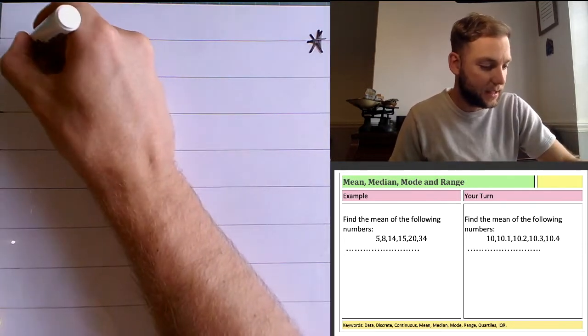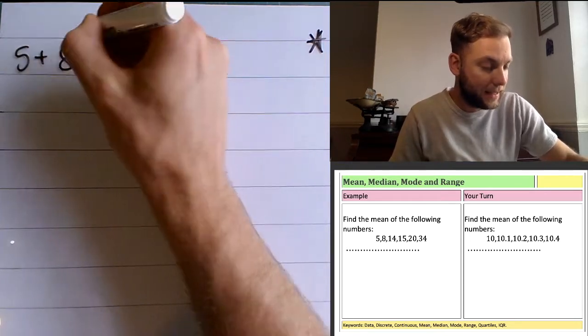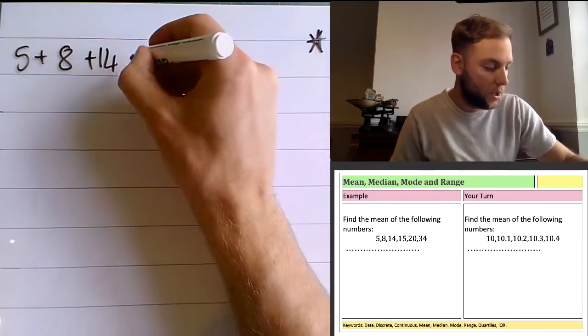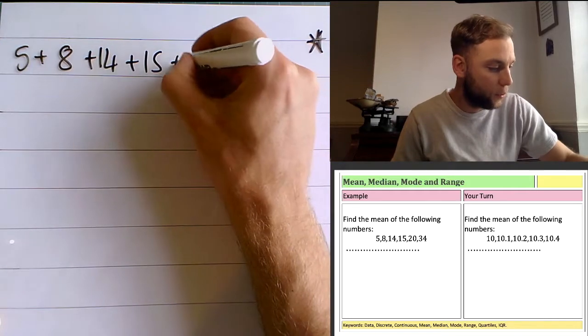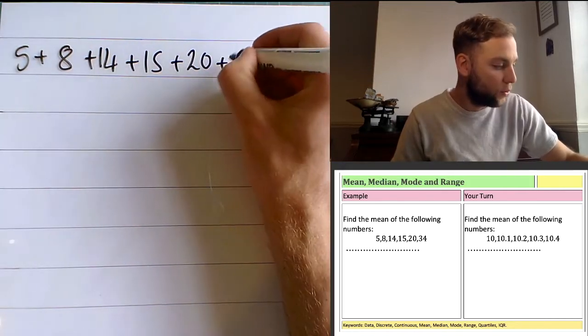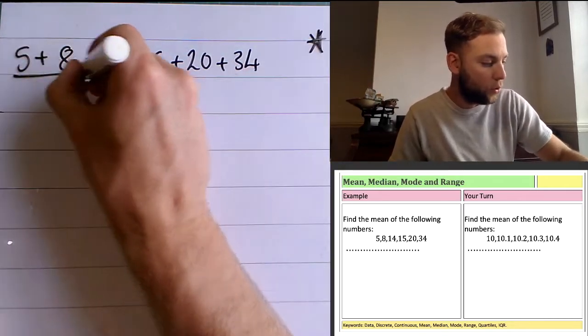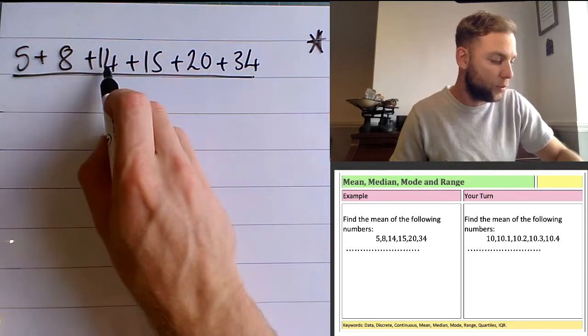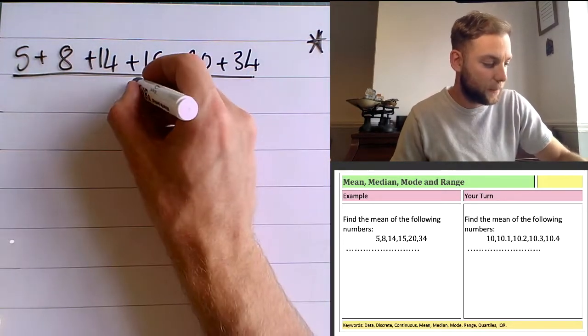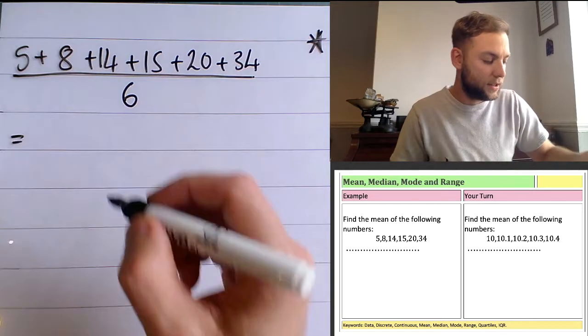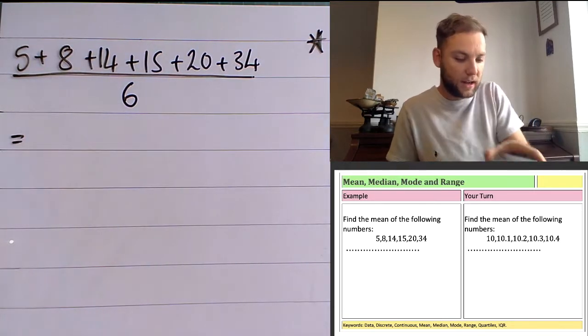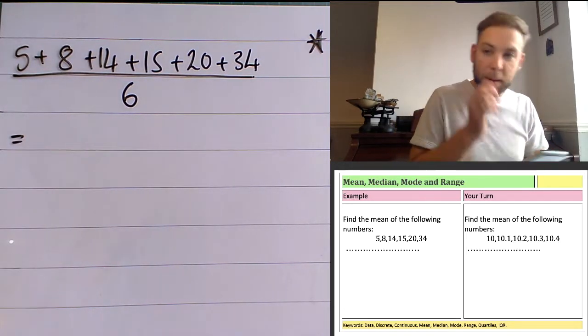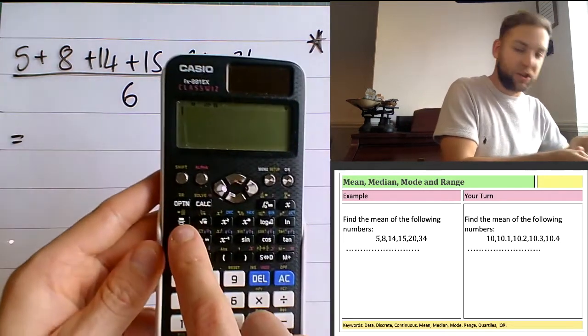So in this case, it's going to be 5 plus 8 plus 14 plus 15 plus 20 plus 34, all divided by 1, 2, 3, 4, 5, 6. All divided by 6. Which is equal to, so we do this on our calculator. The best way to do this is to use the fraction button here.